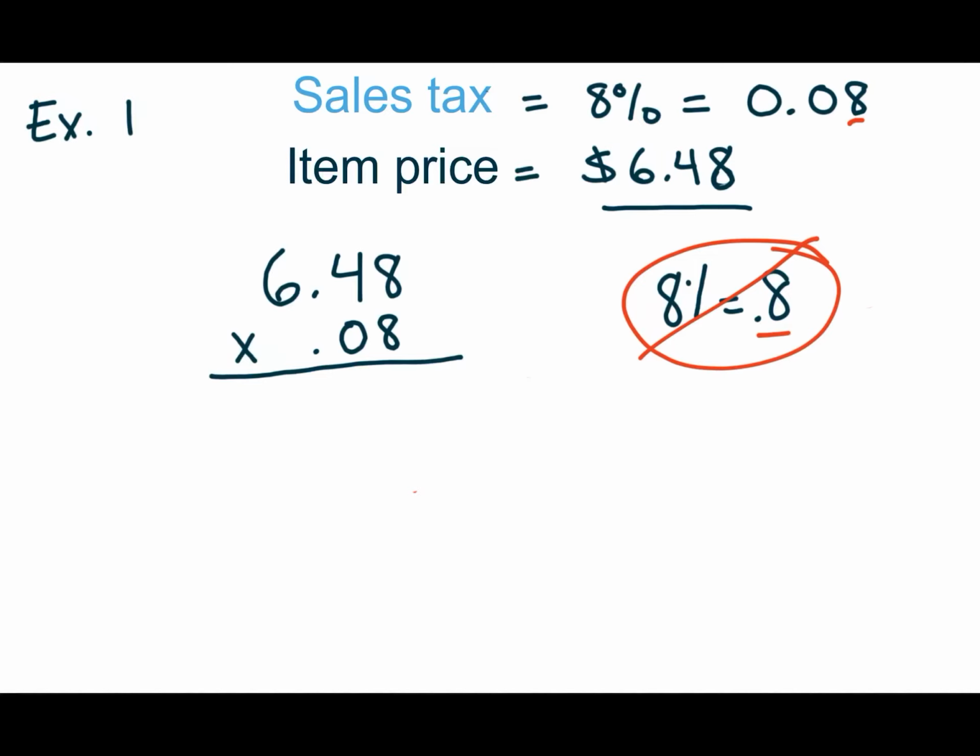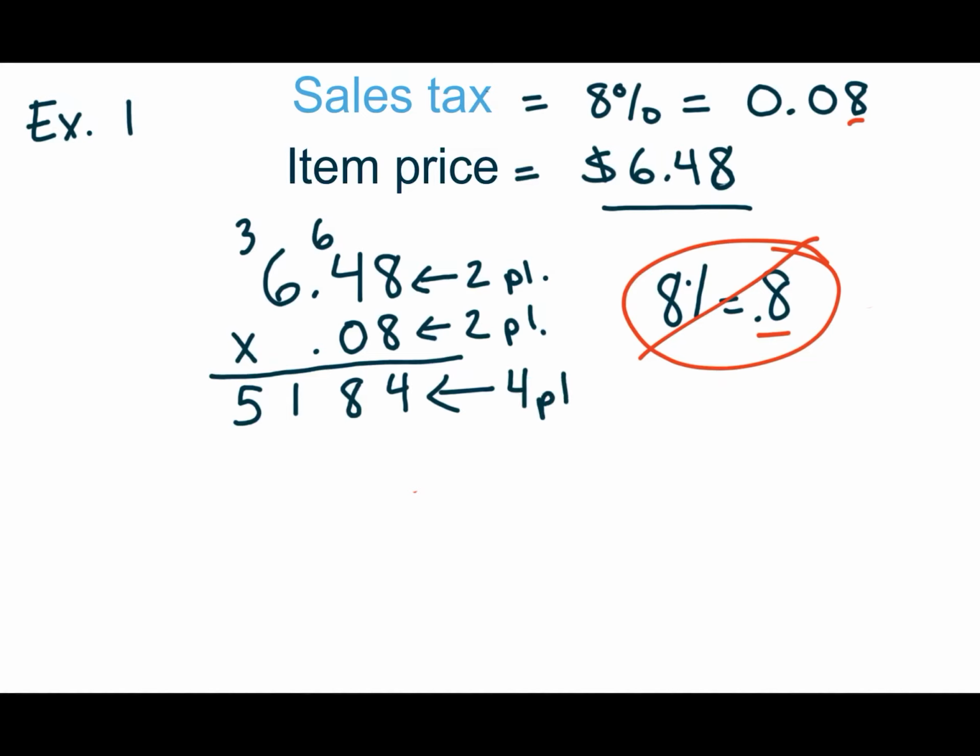All right, so then we're just going to multiply this, and I'm going to multiply it out. 8 times 8 is 64. 8 times 4 is 32, plus another 6 is 38. 8 times 6 is 48, plus another 3 is 51. All right. And remember that I have 2 decimal places here, and I have 2 decimal places here. So where am I going to put the decimal? I'm going to put it 4 decimal places over. So 1, 2, 3, 4.